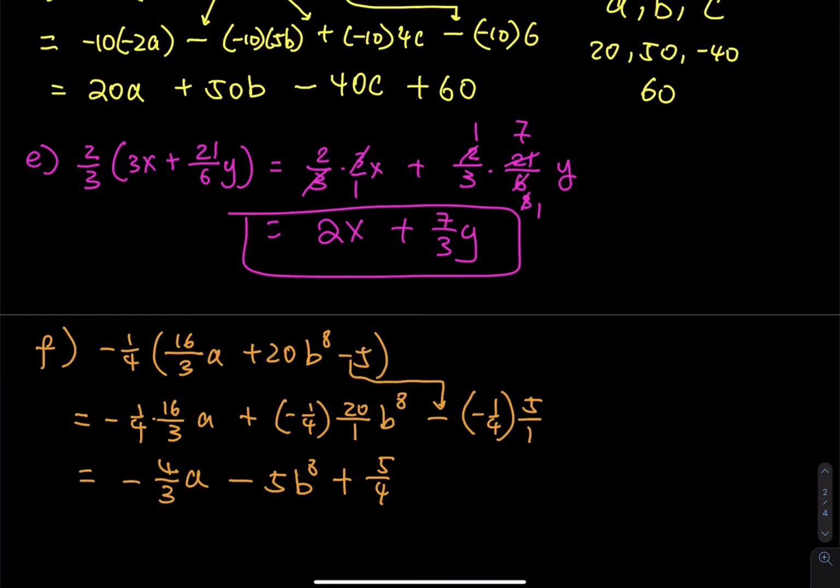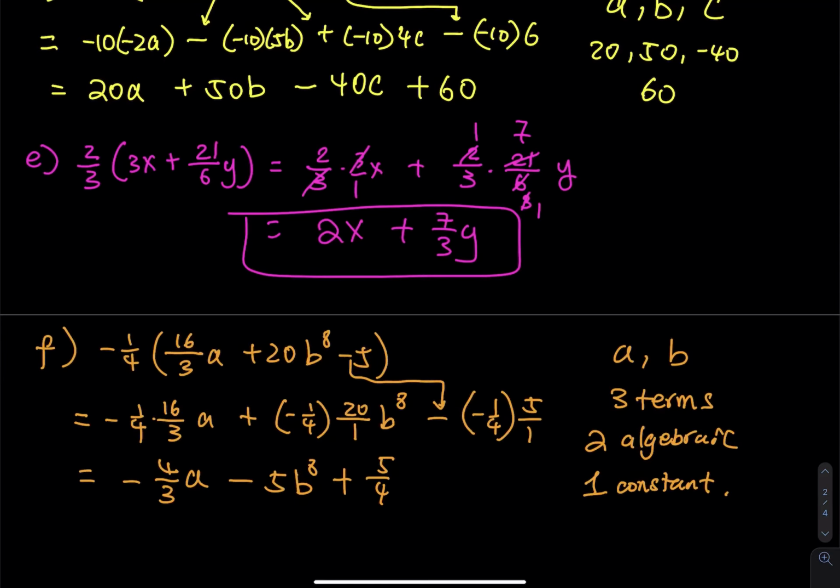How many variables? We have 2 variables, a and b. How many terms? We have 3 terms, right? Inside these 3 terms, we have 2 algebraic terms, which is the first 2 terms, the one that has a variable in it, and then we have a 1 constant term.